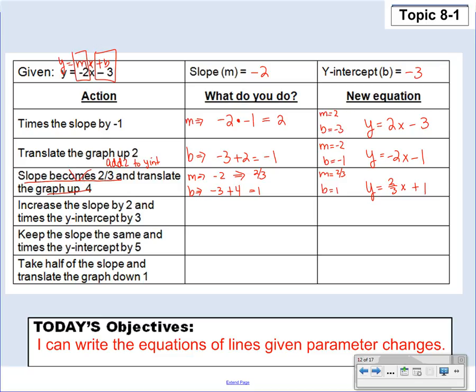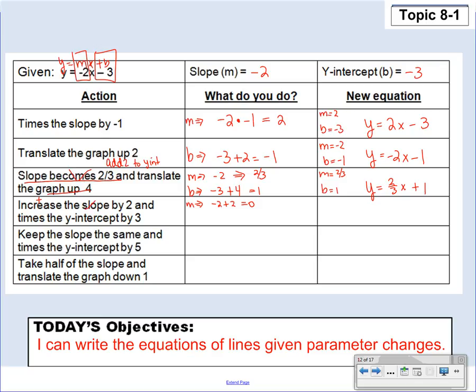Now we're going to increase the slope by 2. Remember, increase means add. And we're going to times the y-intercept by 3. So our slope is affected. It is increased by 2. So let's start with our original slope of negative 2. We're now going to increase it by 2. Negative 2 plus 2 is 0.